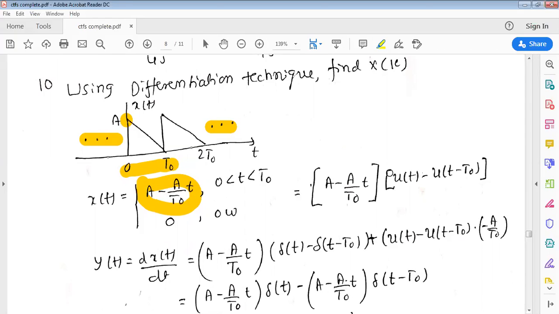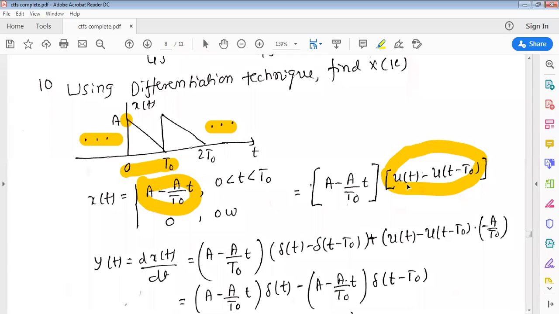Now, I will write this as u of t minus u of t minus t naught. What's the meaning? u of t is a signal which starts from 0 to infinity, and u of t minus t naught is a signal which starts from t naught and proceeds till infinity. So when you subtract these two, you are going to get a signal which is 1 between 0 and t naught.